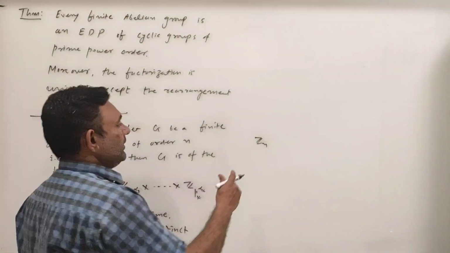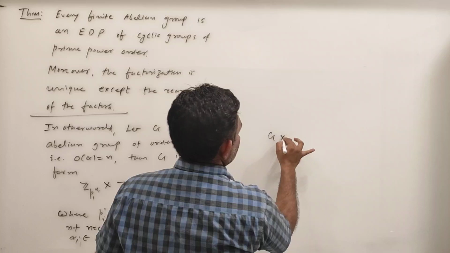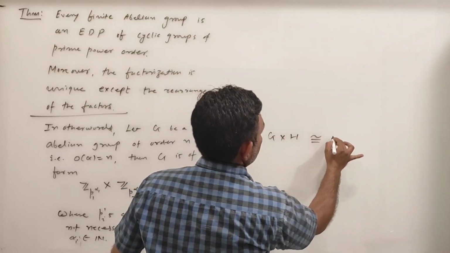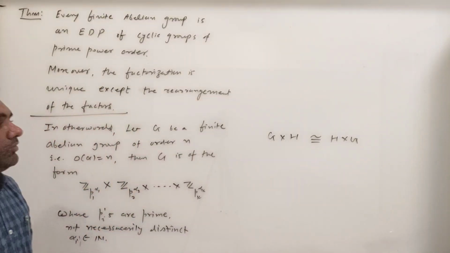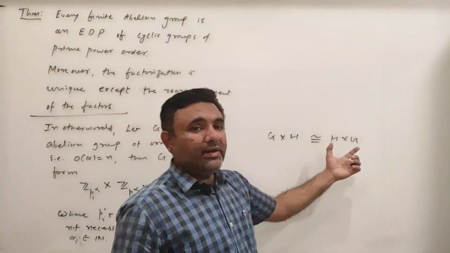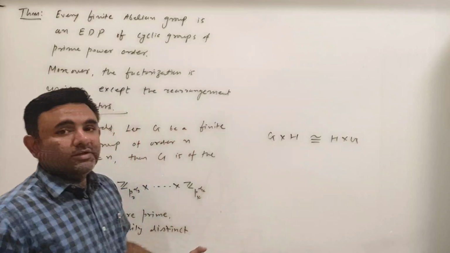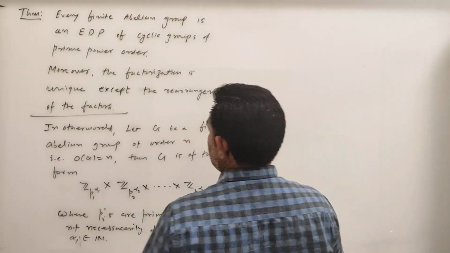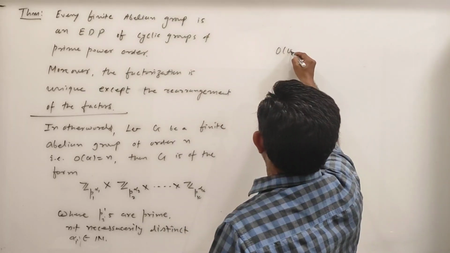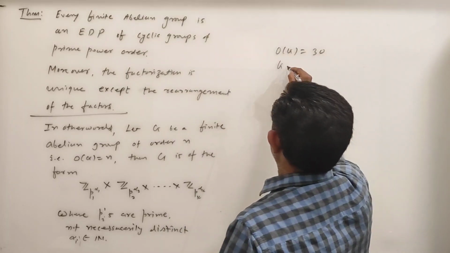Because we have proved one result, that G cross H is isomorphic to H cross G. So this rearranging does not make the group different, it remains isomorphic. Isomorphic means it is the same group, right? So let me give you one example. Suppose order of G is 30 and G is abelian.